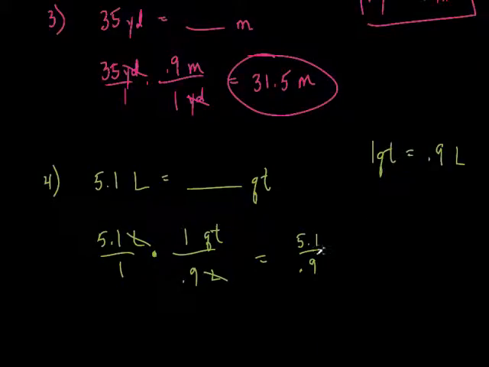5.67, that'd be probably good. Or 5.7. These two just have 1 decimal place, so it might be a good idea just to round it to 1 decimal place. So about 5.7. All right.